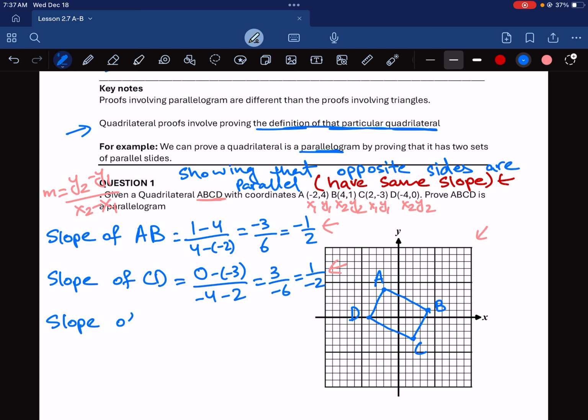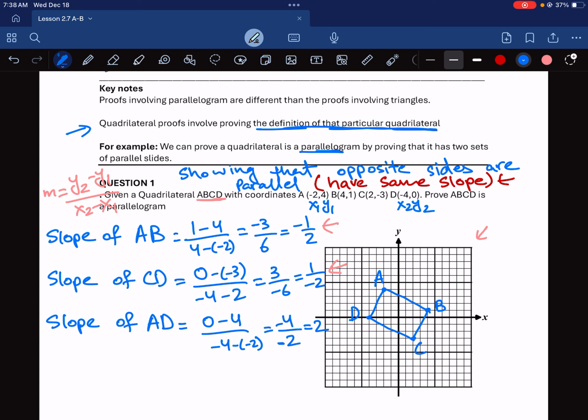Slope of AD. Let's go ahead and relabel our coordinates. This is x1, y1, x2, y2. So you're going to get 0 minus 4 over -4 minus -2, which is -4 over -4 plus 2, which is -2. So that's just 2.